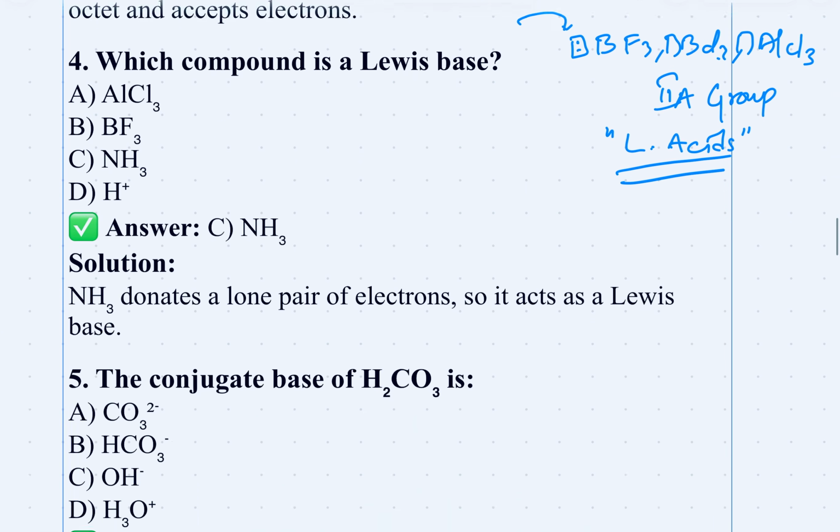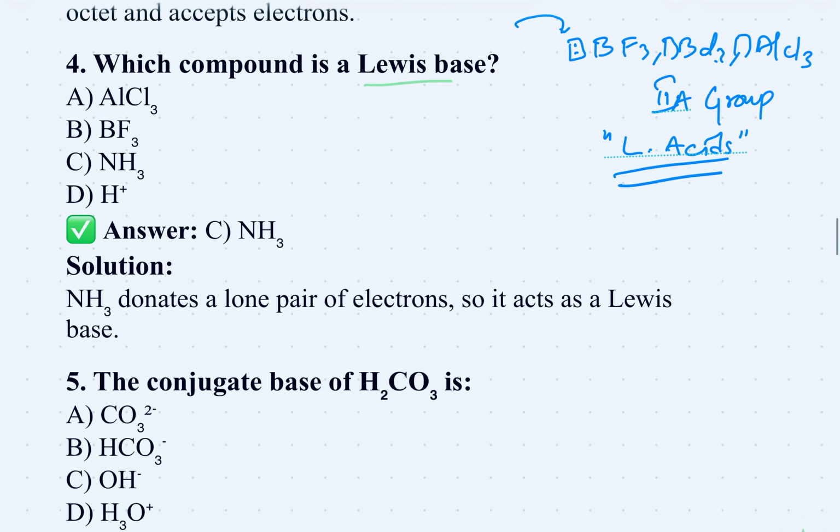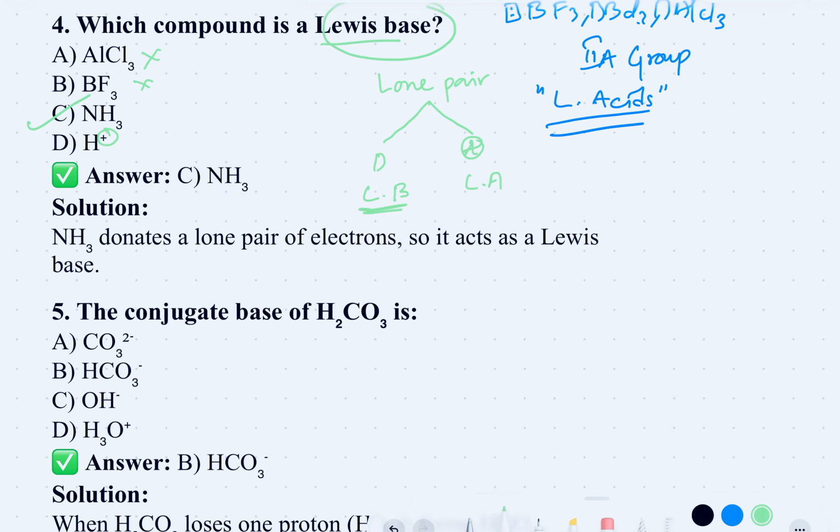That's it. Next, which compound is a Lewis base? Just now we discussed. Lewis base means it is based on the lone pair. Lone pair donor is called a Lewis base. Lone pair acceptor is called a Lewis acid. Now tell me, which is the Lewis base? Donor of a lone pair of electrons. The other cannot donate, it can accept, but it requires electrons, therefore NH3 is a Lewis base.